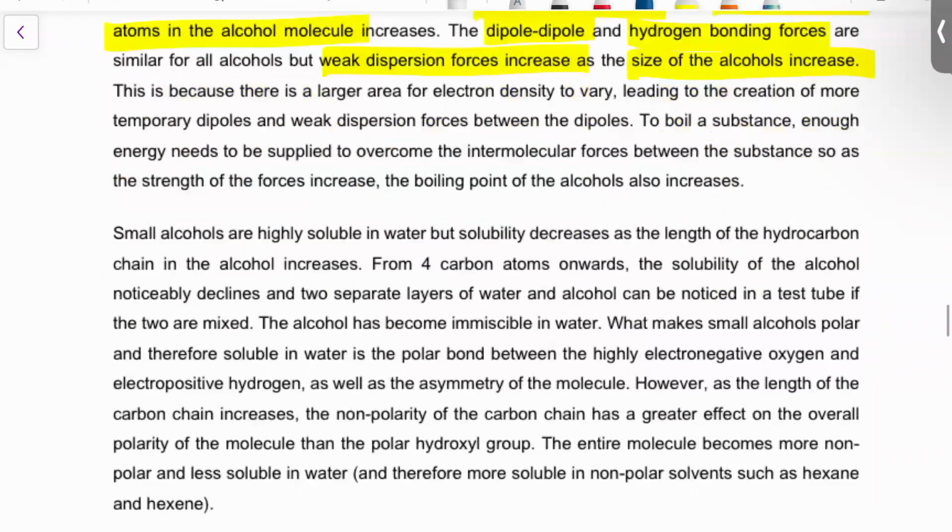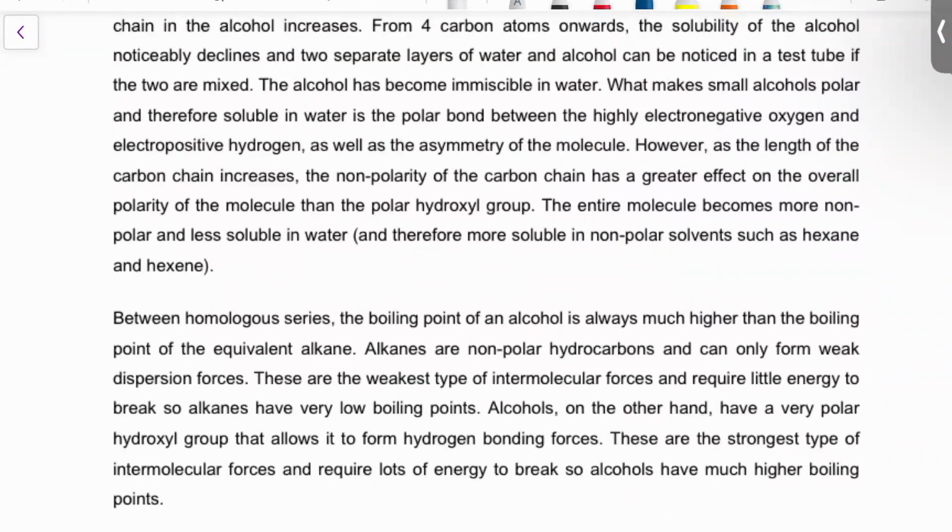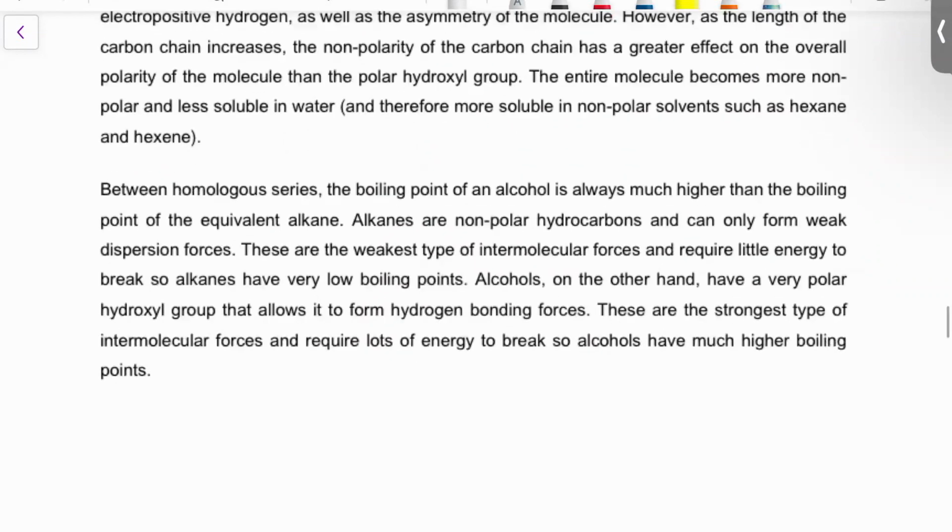In terms of boiling point of alcohols versus alkanes, because now we can start comparing different families, remember that the boiling point of an alcohol is always going to be higher than the boiling point of its equivalent alkane. What I mean by that is methanol, equivalent of that is methane. Propanol, equivalent of that is propane. So it's the equivalent alkane with the same number of carbon atoms.